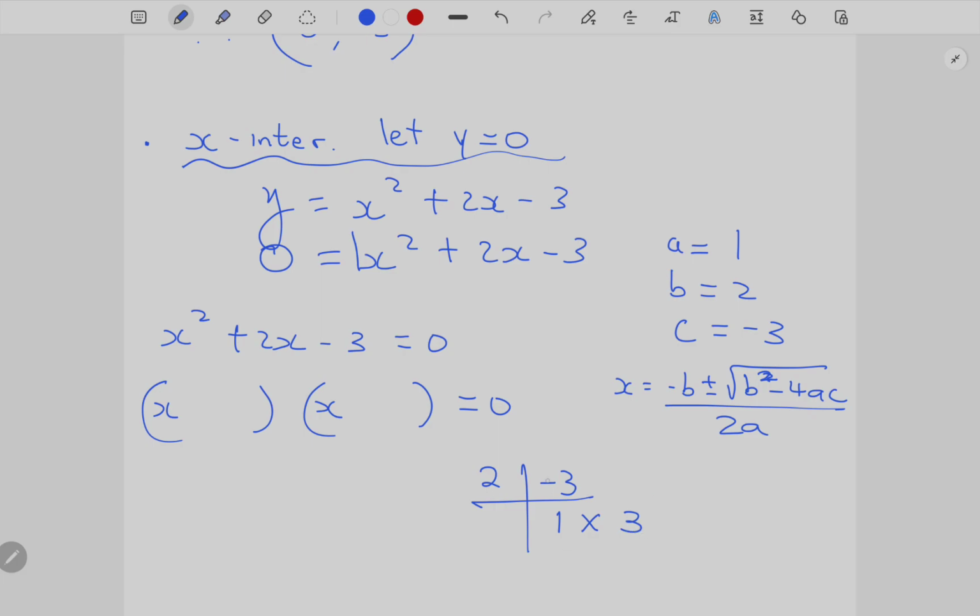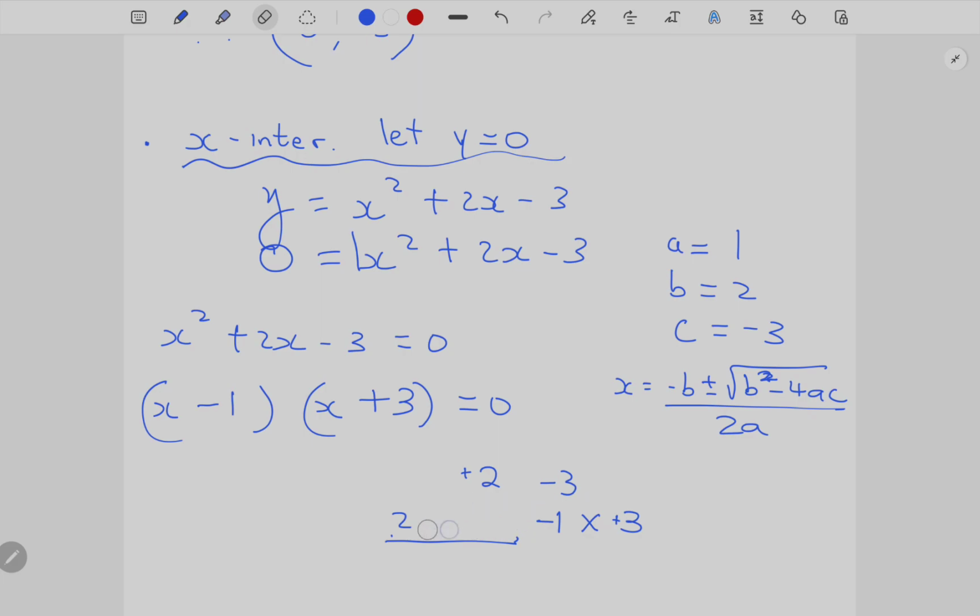Which number is going to be positive? The bigger number is going to be positive, because the middle term is positive. So the smaller number is going to be negative. What does that mean? We've got -1 and +3. -1 plus 3 gives us +2. So these are the factors that we have, -1 and +3. So we've got x minus 1 and x plus 3.